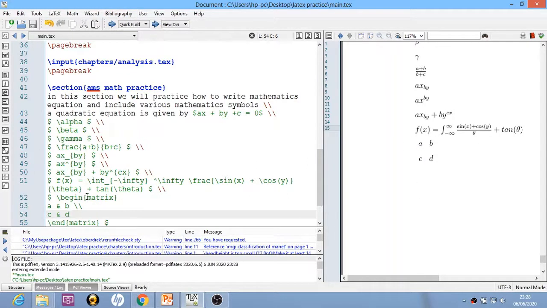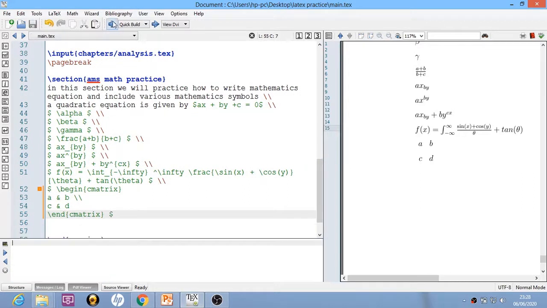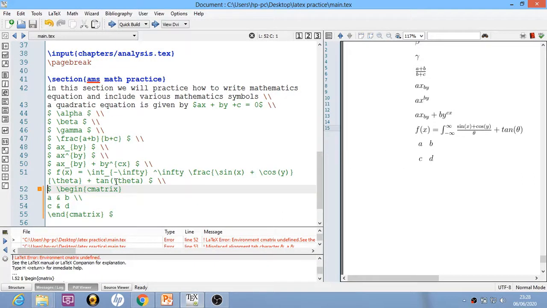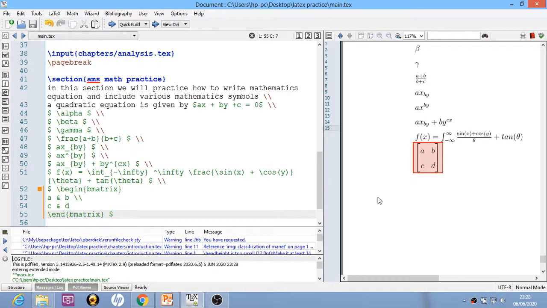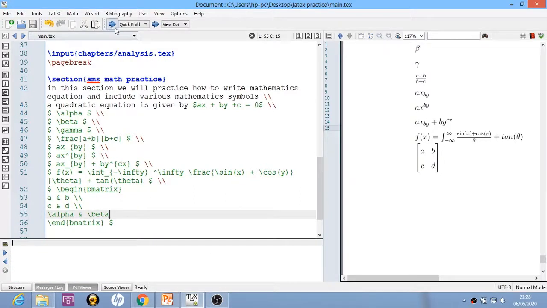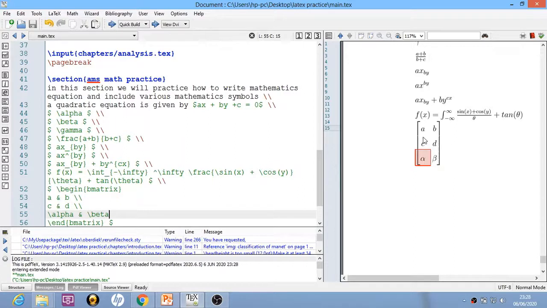Okay, suppose instead of this, I will write B matrix. Okay, so you will get this square bracket on this matrix. Again, you can include special symbols also, so you can include alpha and beta here, no problem. So in this way the alpha and beta will also be included in this matrix.